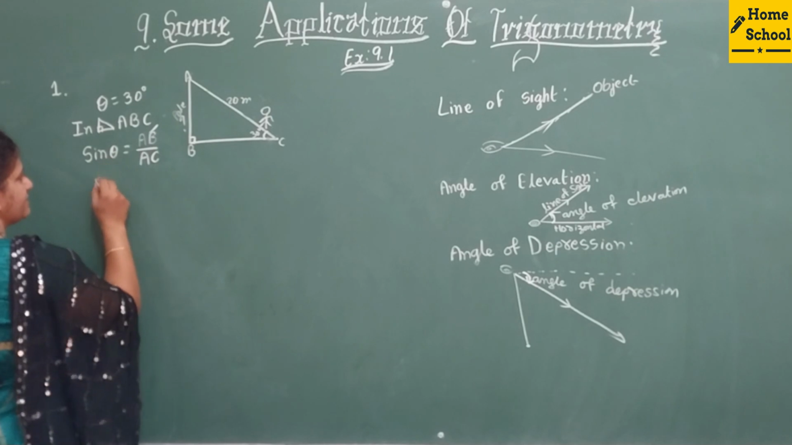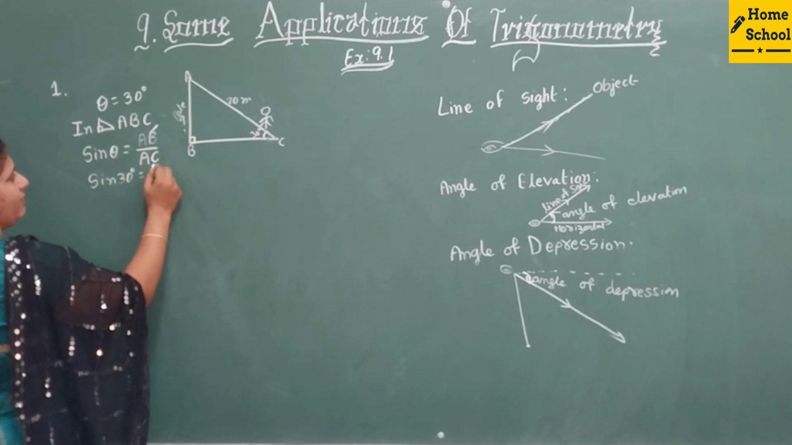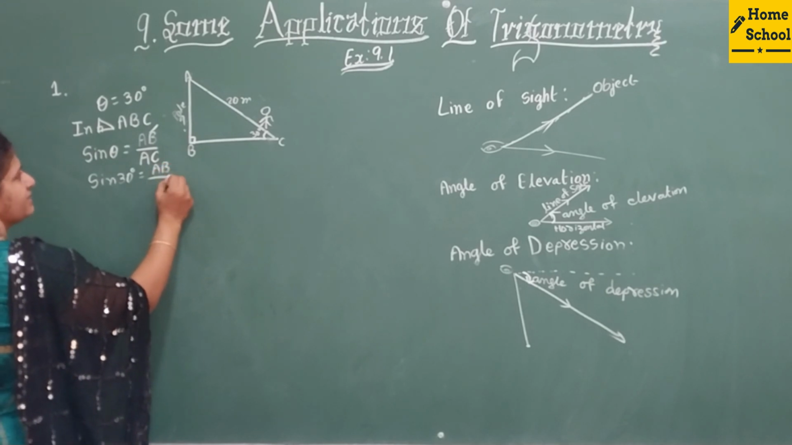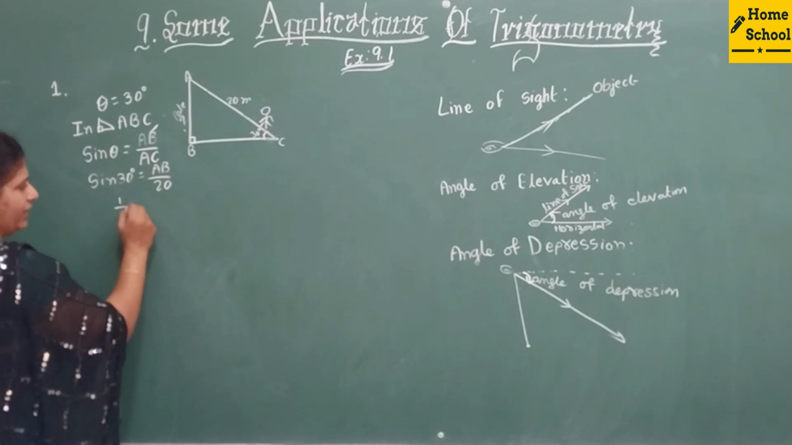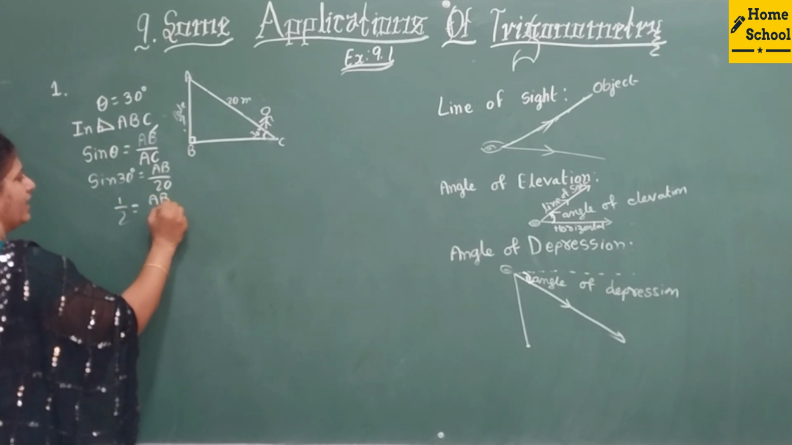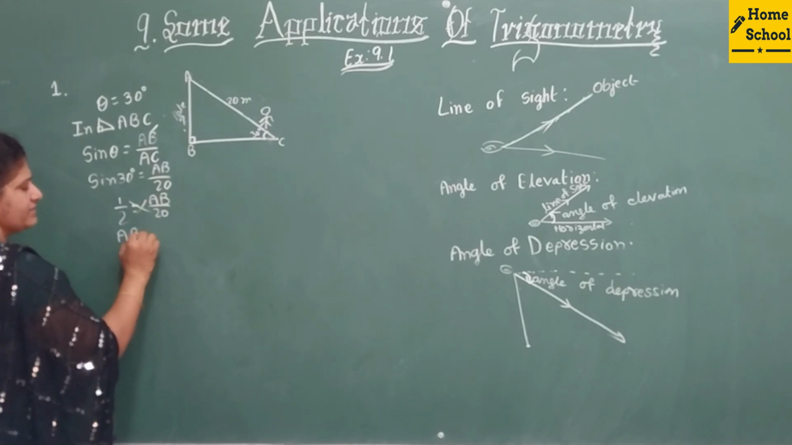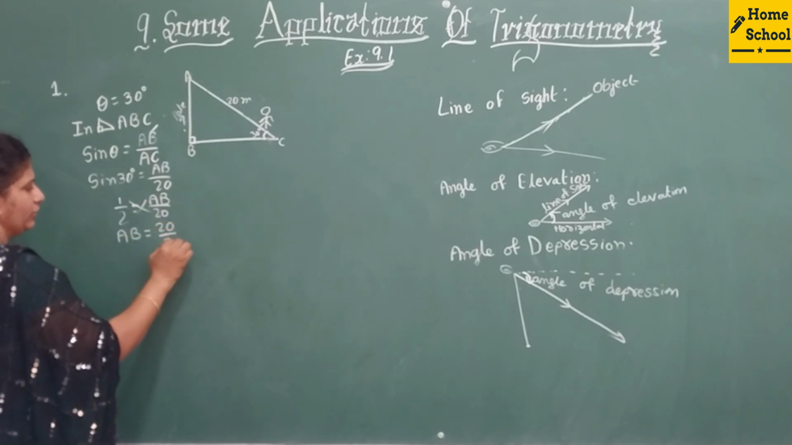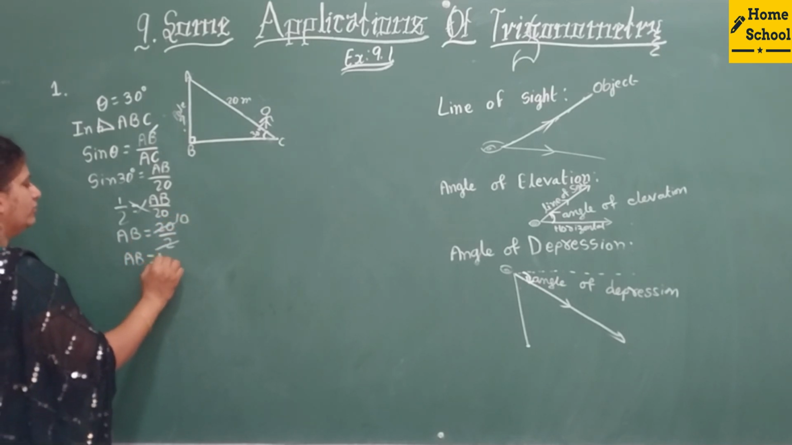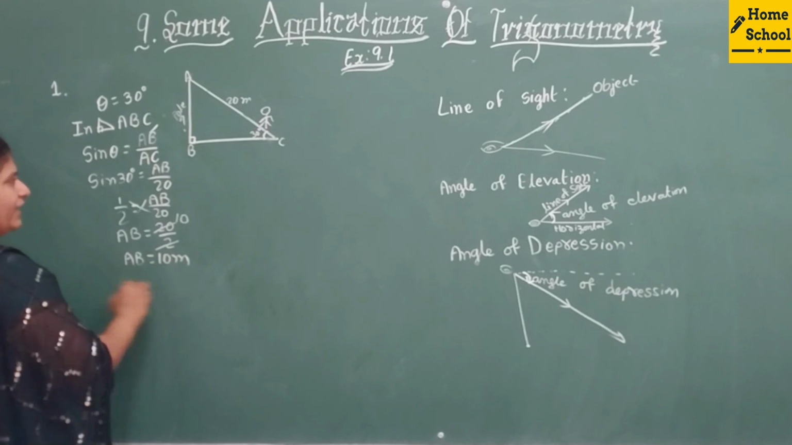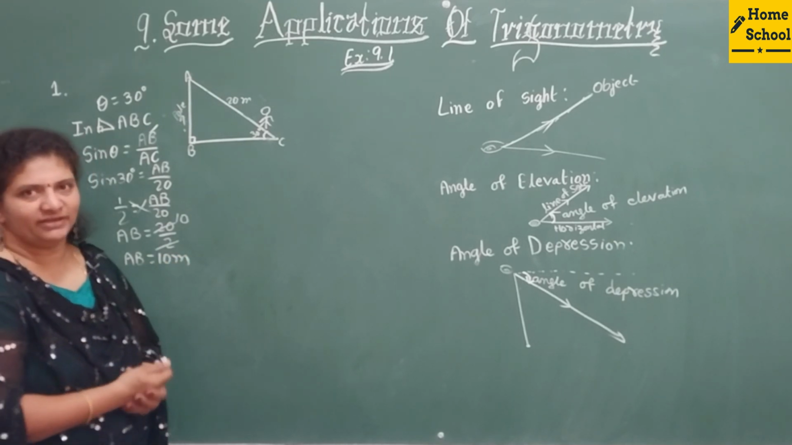Theta value 30, substitute. Sin 30 degree is equal to AB, value we don't know, over AC, value is 20. Sin 30 value is 1 by 2, equal to AB by 20. Cross multiply, AB is equal to 20 by 2, that is 10. AB is equal to 10 meters. Therefore, height of the vertical pole AB is equal to 10 meters.